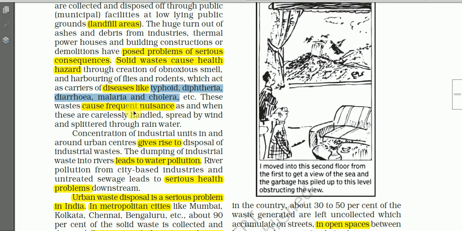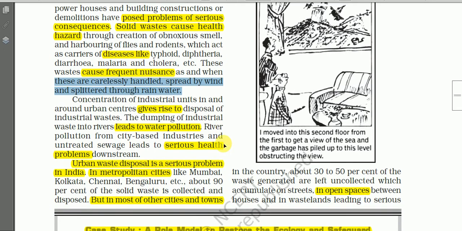And these wastes cause frequent nuisance when they are carelessly handled, spread by wind and splattered through rainwater. So it becomes a nuisance when it is not handled carefully, and the solid waste materials are spread by wind and splattered by rainwater. So it creates a problem. I think all of you are familiar with this problem. Even then, let us see.